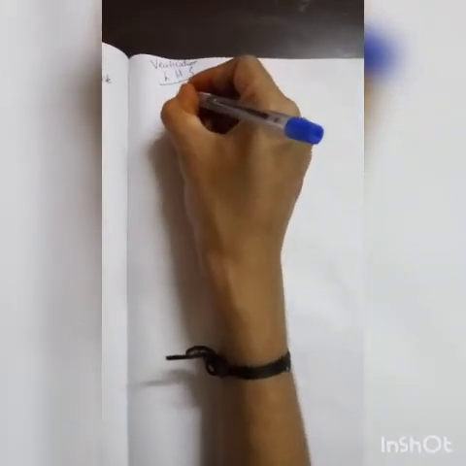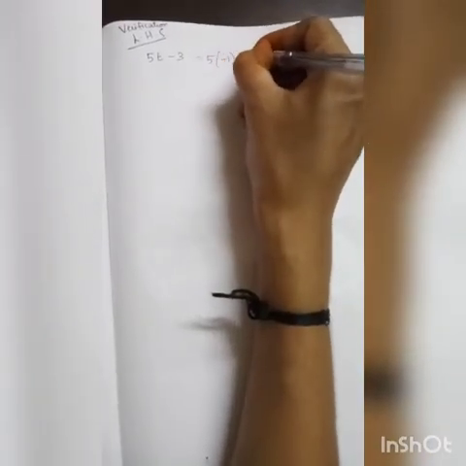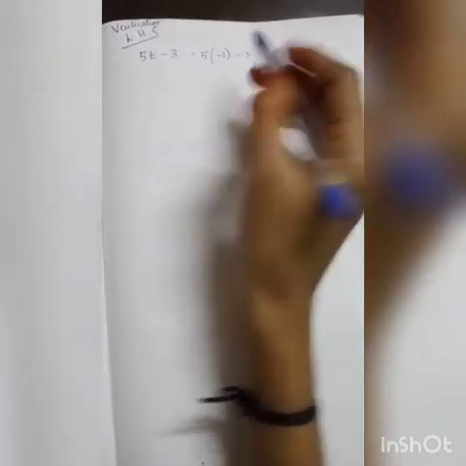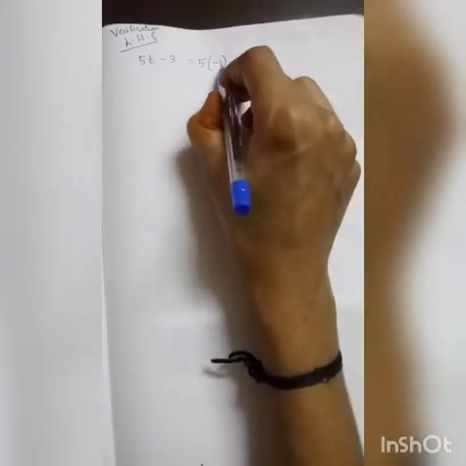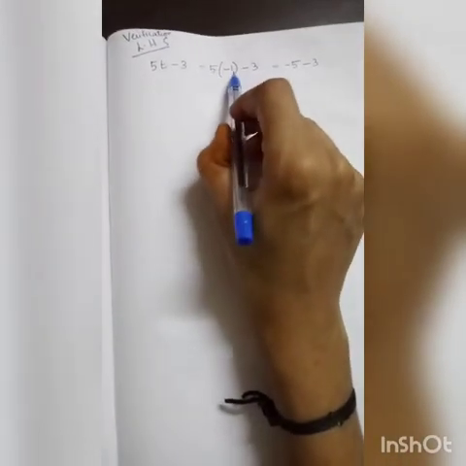What I am just going to do is I am taking LHS. What is my LHS? 5t minus 3. The t value is minus 1, so 5 into minus 1 minus 3. By the BODMAS rule you should do the multiplication first. 5 into minus 1 is minus 5, minus 3. Plus into minus is minus, so minus 5 minus 3 is minus 8.